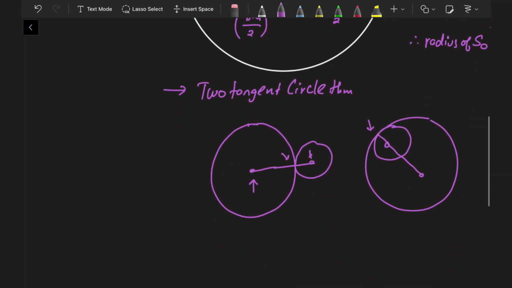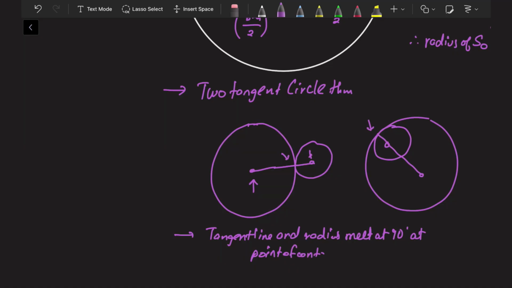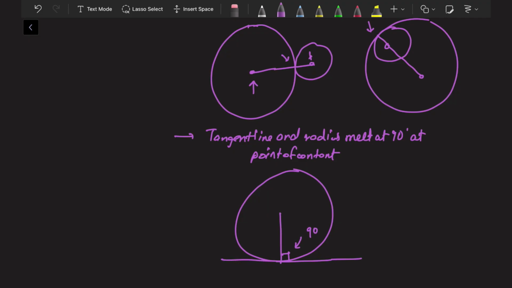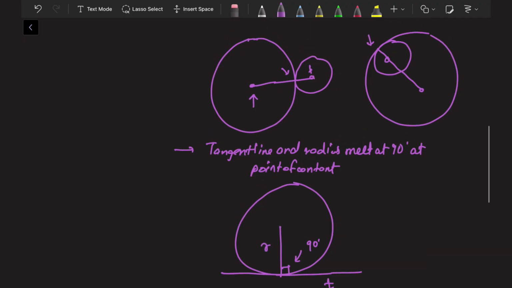The second thing that we are going to use in this question is that tangent line and radius meet at 90 degrees at the point of contact. This is the second theorem that we are going to use, and it is also simple. We have all learned it in school, that for a circle, if you draw a tangent, then if you draw the radius, the radius and the tangent will meet at 90 degrees. Okay, this is the radius, this is the tangent.